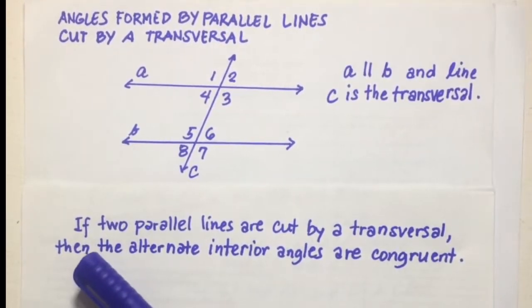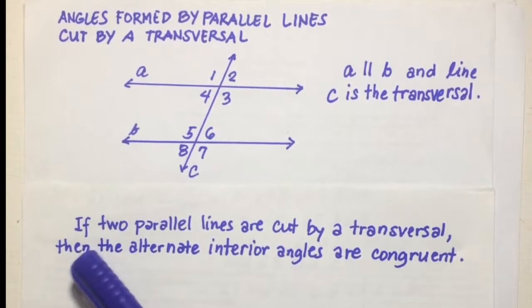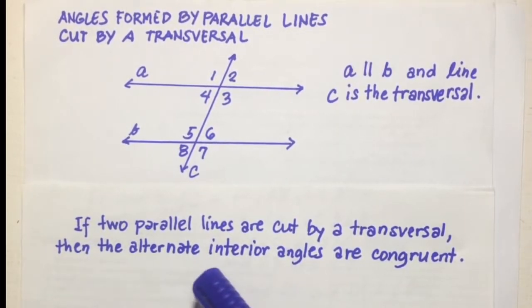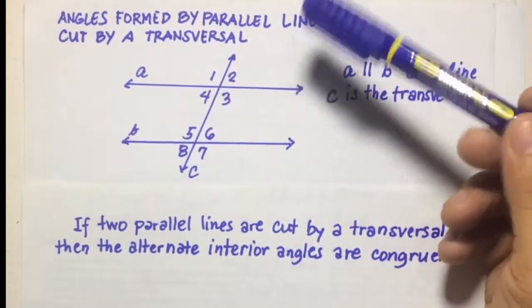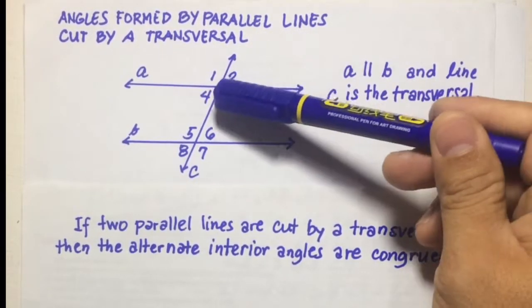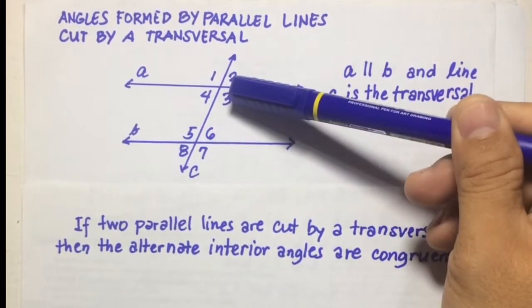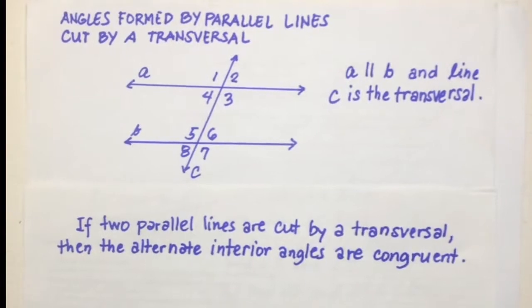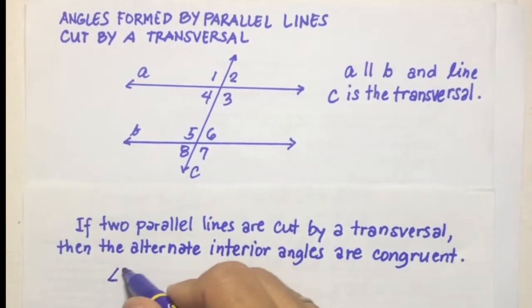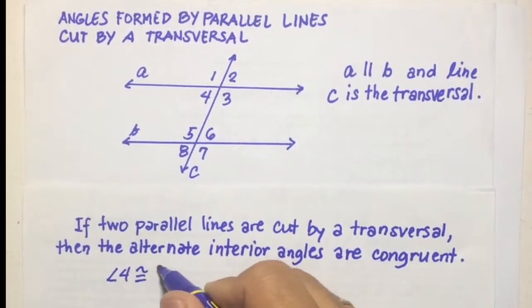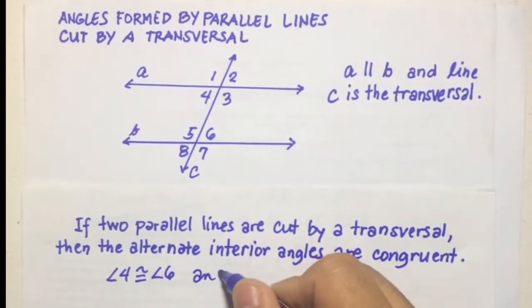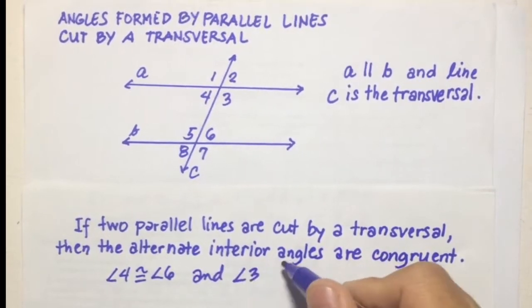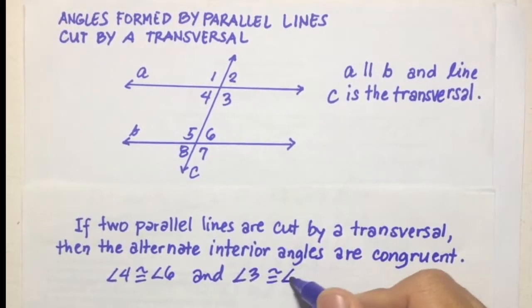Next, we have a theorem here that states that if two parallel lines are cut by a transversal, then the alternate interior angles are congruent. In this figure, alternate interior angles are angle 4 and 6, and angle 3 and angle 5. So we can say that angle 4 is congruent to angle 6, and angle 3 is congruent to angle 5.